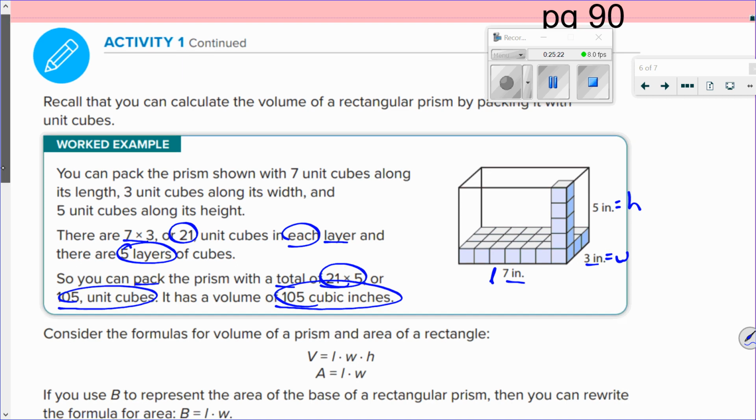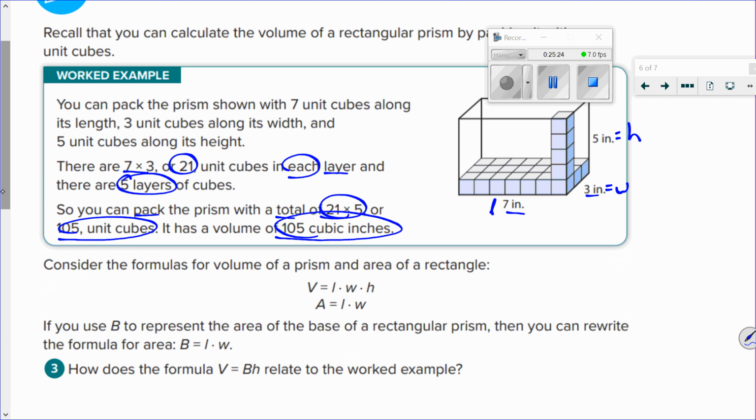Okay, so now we're going to take our next step on this. We have the formulas for volume of a prism and area of a rectangle. So this is the volume formula we've been talking about so far. The area, length times width, we all know that already, right? Because we just spent like 2 weeks doing that. Is everybody okay with that one?